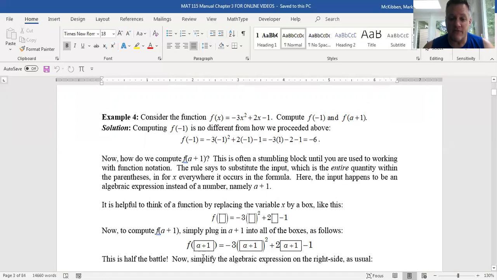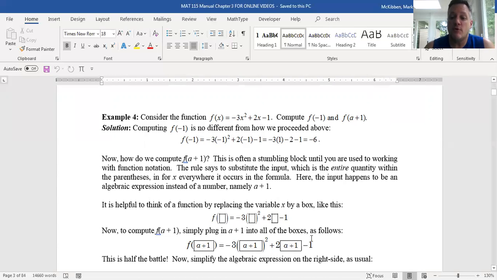So if I want f of a plus 1, there's no difference in the approach. You plug in a plus 1 in each of those boxes, okay? And then on the right side, once you have this, that is an algebraic expression that you can simplify using the rules of algebra, right? We know how to square a binomial. We know how to distribute a number through a trinomial and a binomial, and so on and so forth, right?